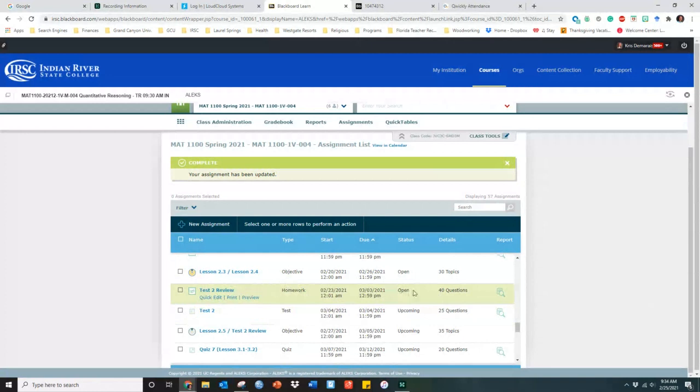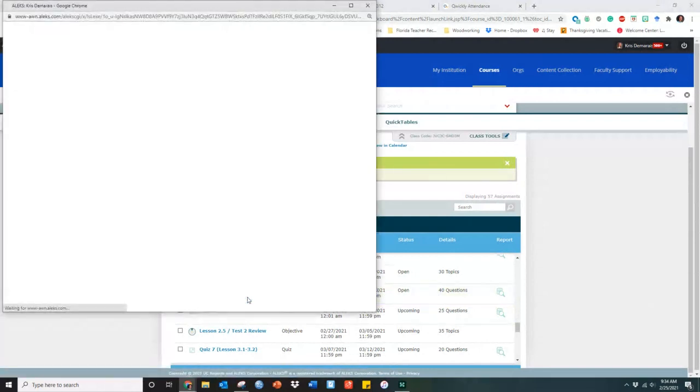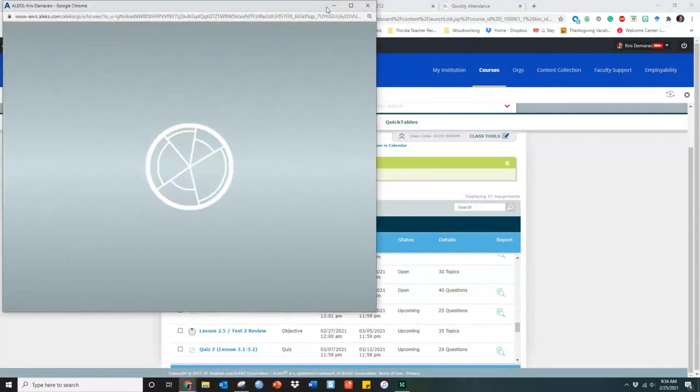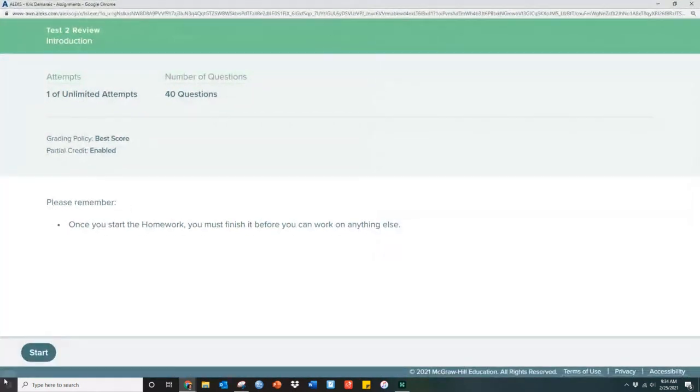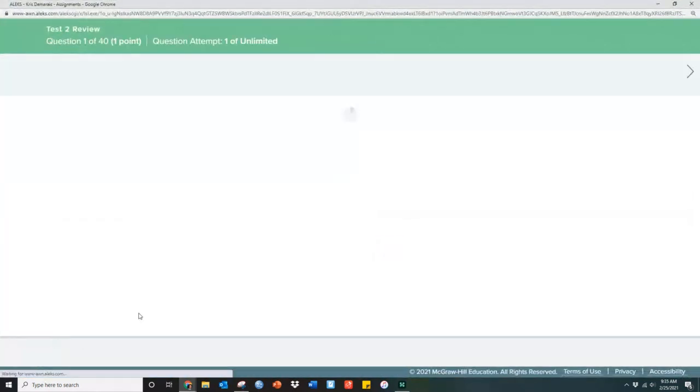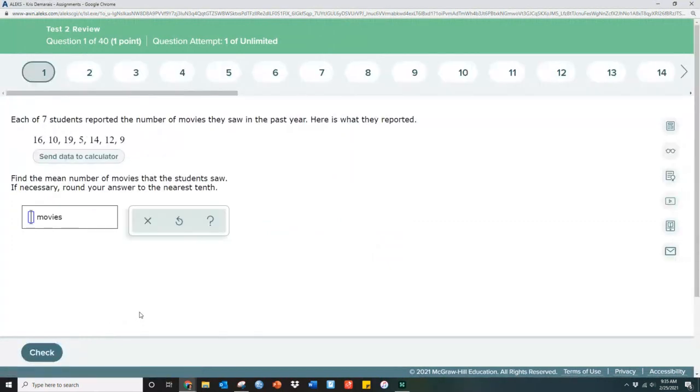Where it says test 2 review, I'm going to look at this one now. The reason why I want to open it is because you can follow along with me while we're doing it. So if you open it up, you don't have to just listen to me, which is kind of boring. You can actually do this with me. While I'm working on mine, you can be working on yours.